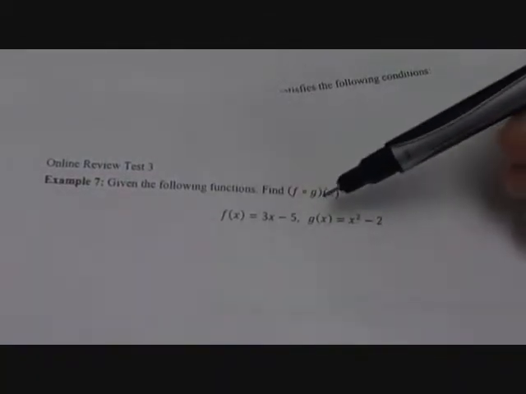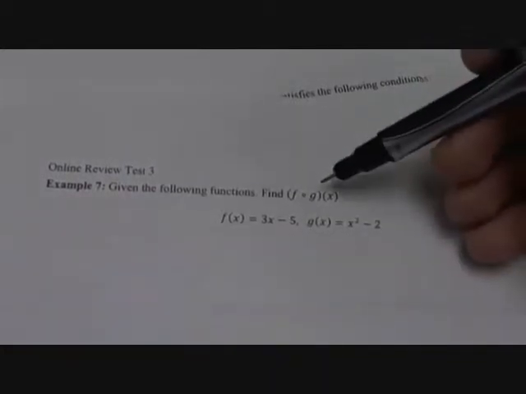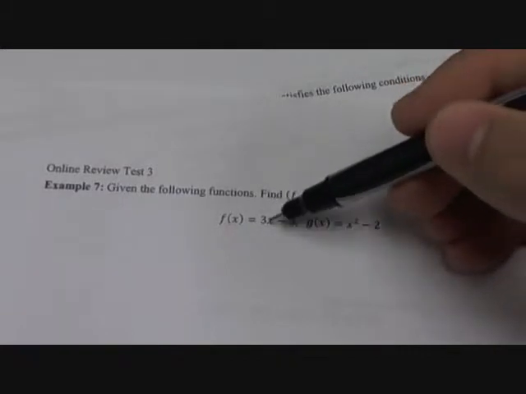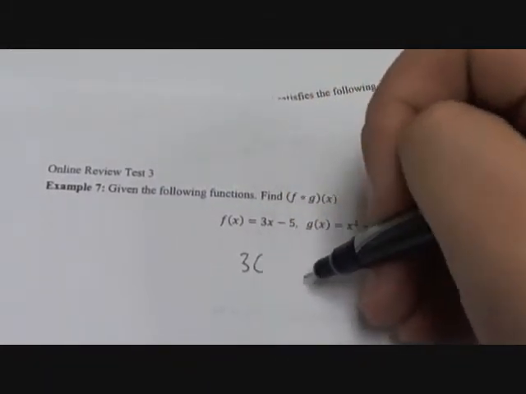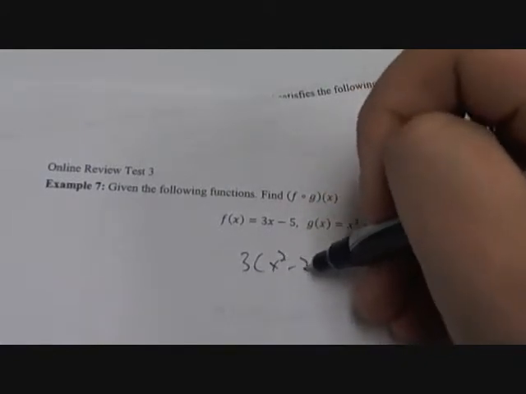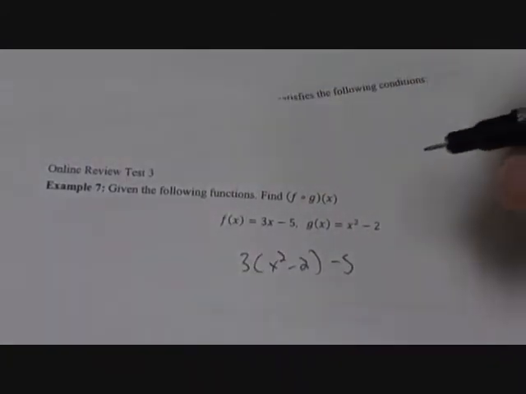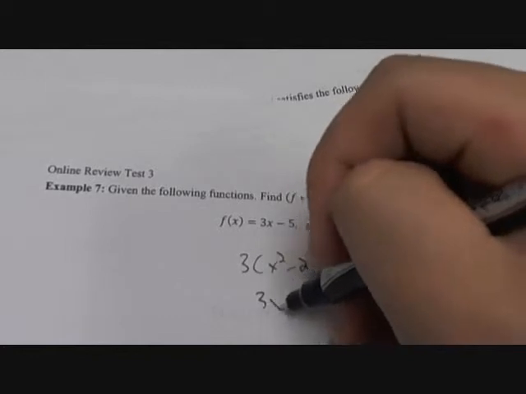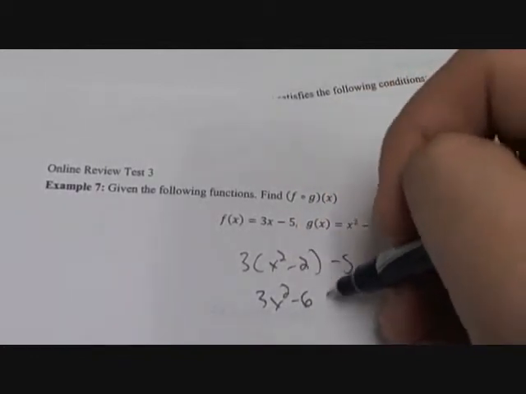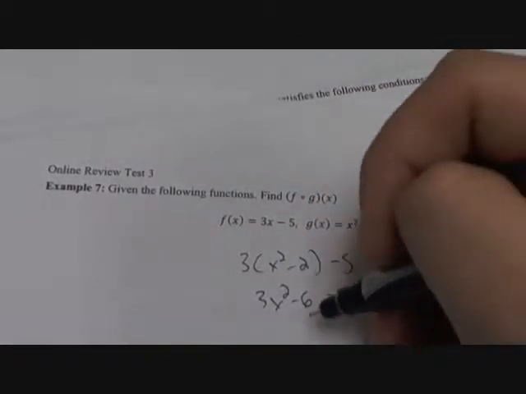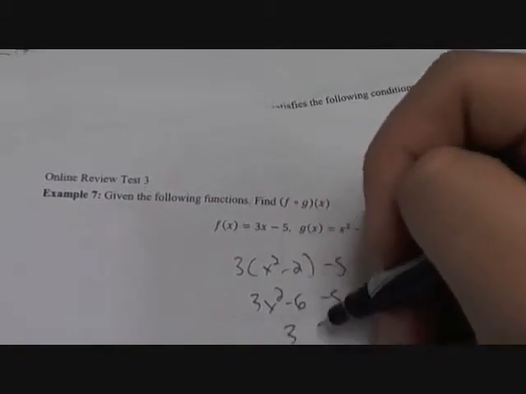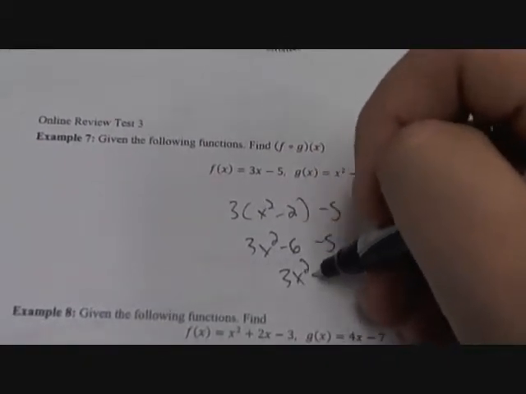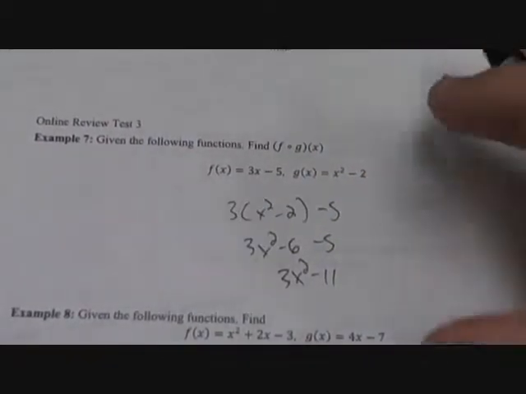It says f of g. So it means our g is going to go inside our f. Wherever we see an x, our g is going to go in for the x. So it's going to be 3 times x squared minus 2, minus 5. Distribute everything out: 3x squared minus 6 minus 5. Add like terms, so it's 3x squared minus 11.